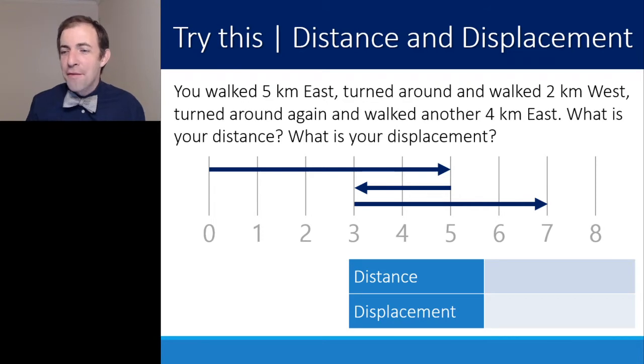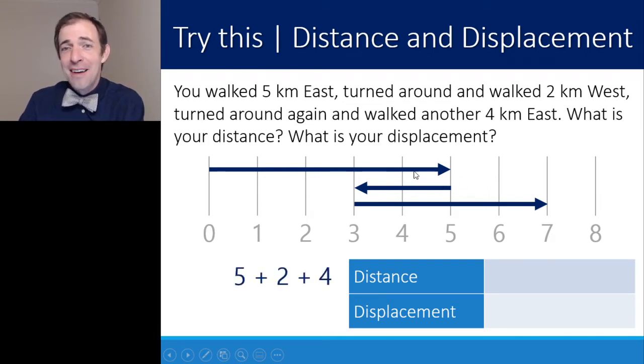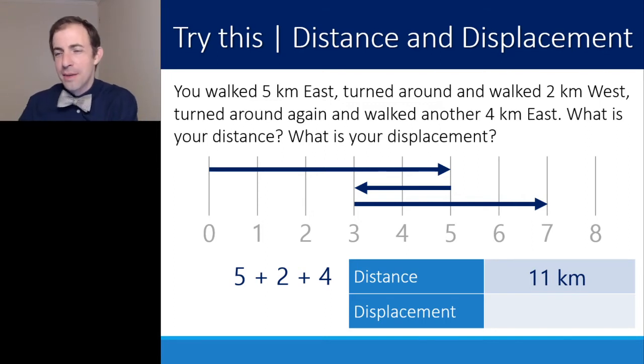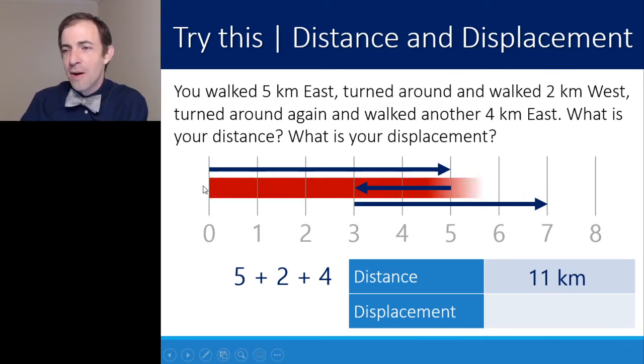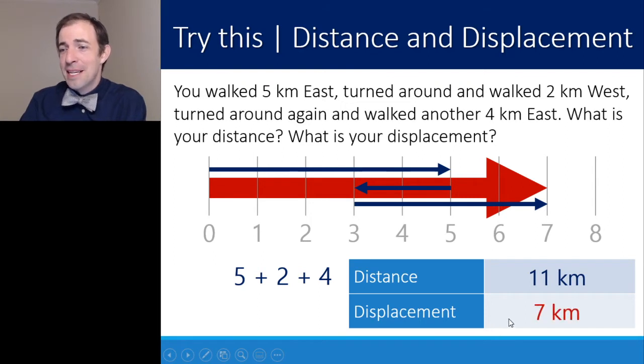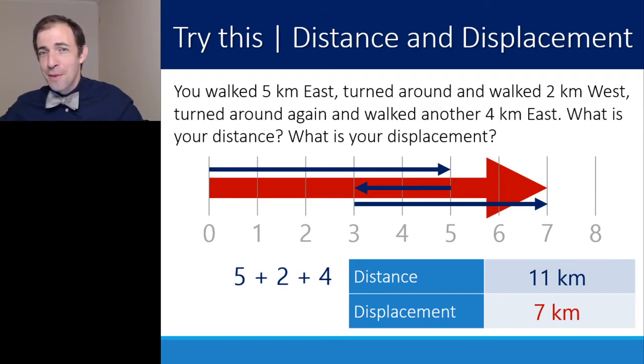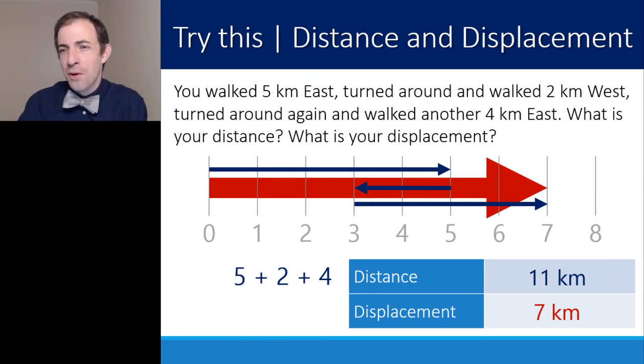Again, distance is how far you have totally traveled. So we go 0 to 5, 5 to 3, that's another 2, 3 to 7, that's another 4. So my overall distance is 5 plus 2 plus 4, or 11 kilometers. Now my overall displacement, all I care about is where I started and where I ended. My starting point to my ending point is 0 all the way to 7. My displacement is just 7 kilometers. Displacement is how far from the origin. Distance is how far total I've traveled.